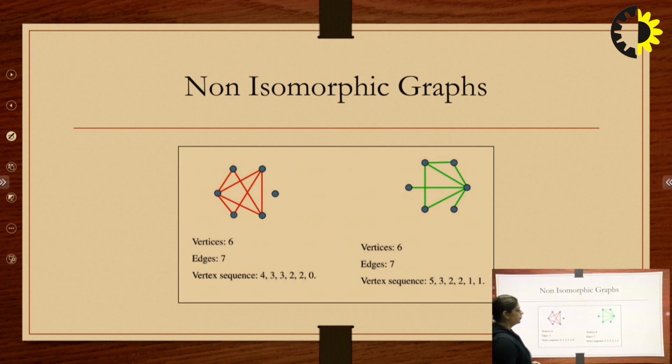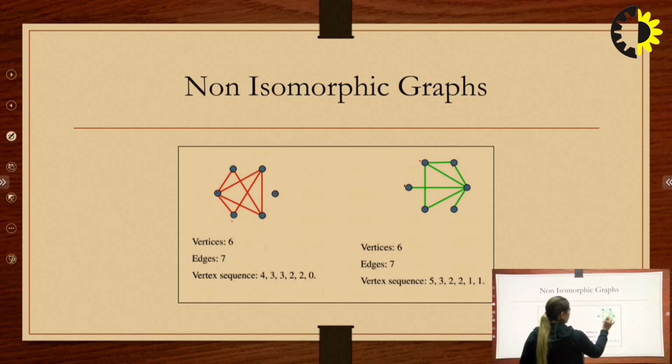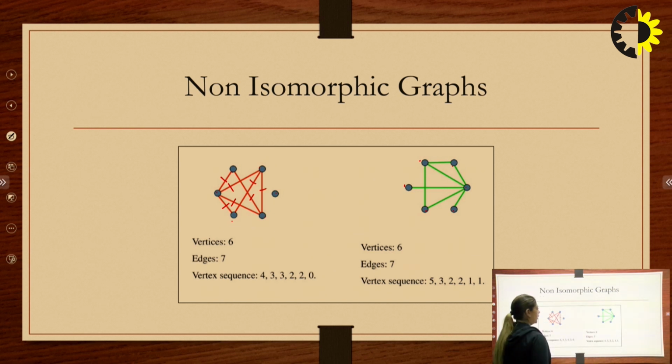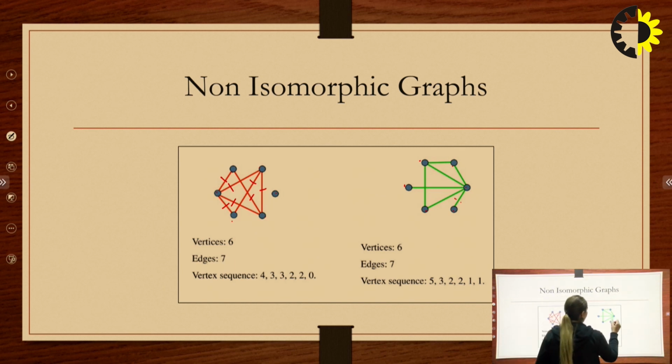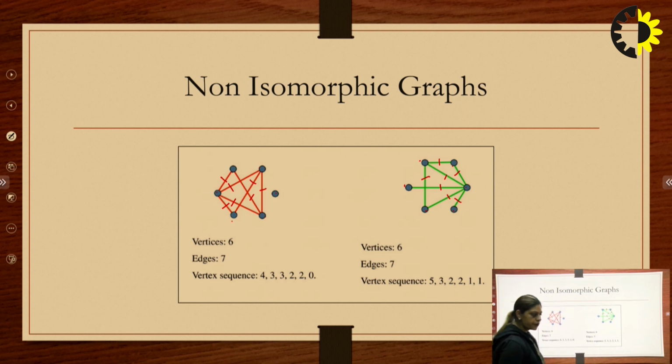Now you can test whether it is an isomorphic graph or not. How will you check? First you check the vertices 1, 2, 3, 4, 5, 6. The number of vertices is the same. Number of edges: 1, 2, 3, 4, 5, 6, 7. Right? You check here also: 1, 2, 3, 4, 5, 6, 7. Right? The number of edges is also the same.